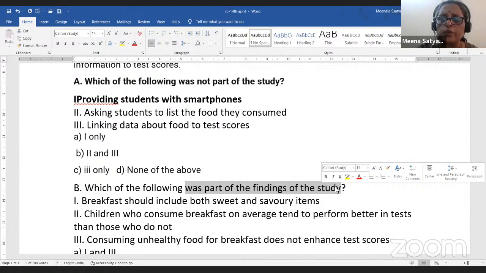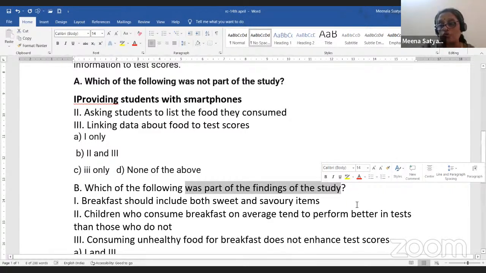Breakfast should include both sweet and savory items. Savory is all your namkeen spice items. Children who consume breakfast on average tend to perform better in tests than those who do not. Consuming unhealthy food for breakfast does not enhance test scores. So we have to go back.